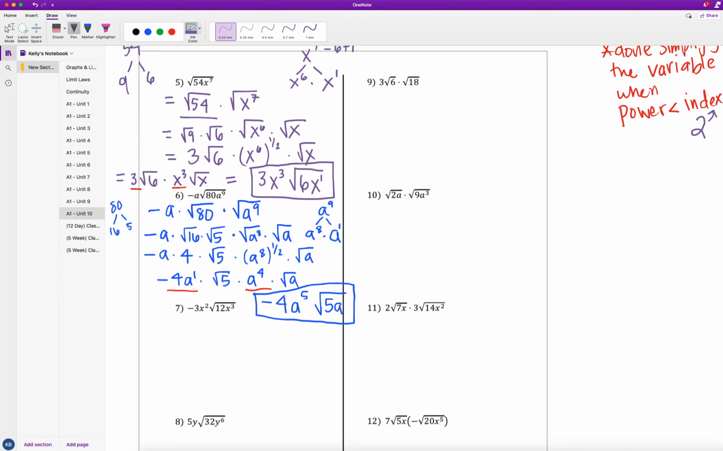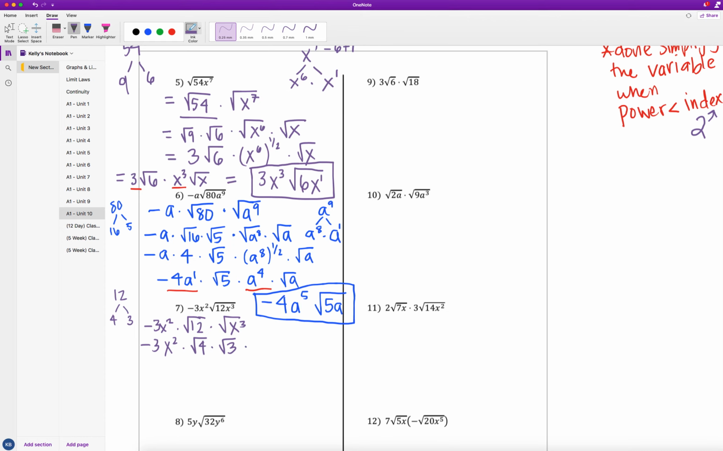Let's check example 7. So I'm going to rewrite the negative 3x squared, since that's outside of the square root. I'm going to break this apart into the square root of 12 times the square root of x to the third. Now 12 factors is 4 times 3, so we can break this apart as the square root of 4 times the square root of 3 by doing a factor tree here on 12.